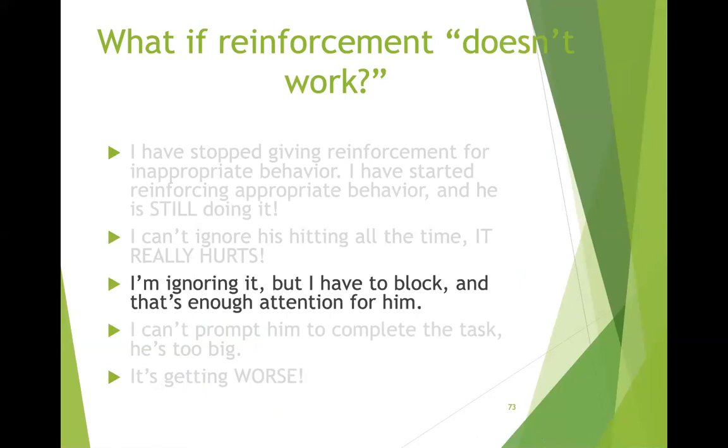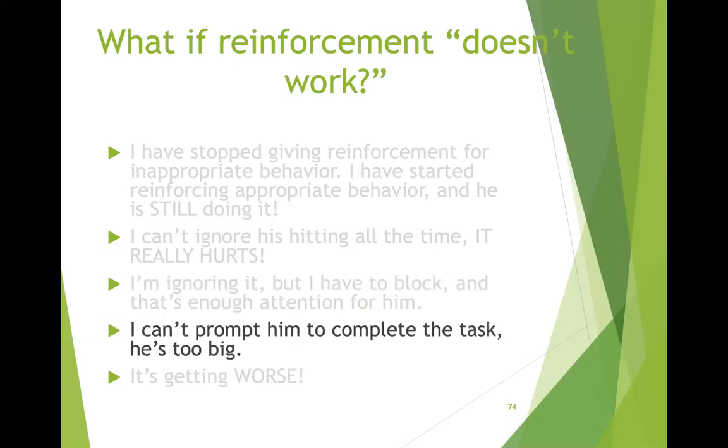All right, so I'm ignoring it, but I have to block, and that's enough attention. Suggestion here would be to remove yourself from the room if safe to do so. If it is self-injurious behavior, we want to block but not look at that individual or say anything. Some of those more severe behaviors like self-injurious behavior can be very harmful. So we want to still be with them for safety, but provide the least amount of attention in that moment.